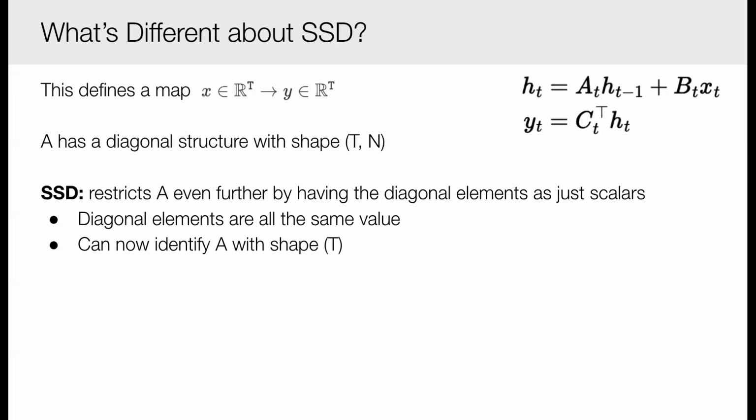And then your SSD basically restricts A further by having the diagonal elements as just scalars. Before, our diagonal elements were originally learned parameters. Now we're keeping them as scalars. You might wonder, does this restriction make the model perform worse? It turns out it actually doesn't. More information just goes into B and C, and the information that was originally in A gets transferred to something we call an attention mask, which is coming up.